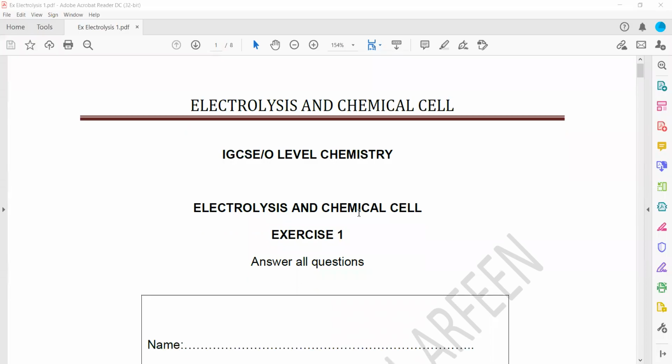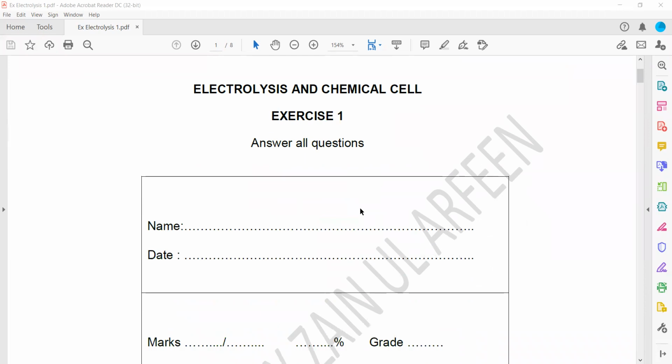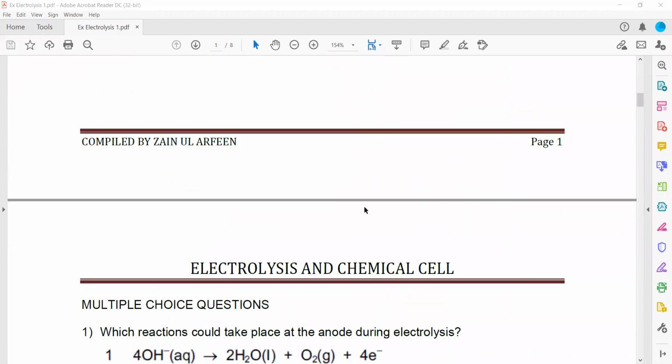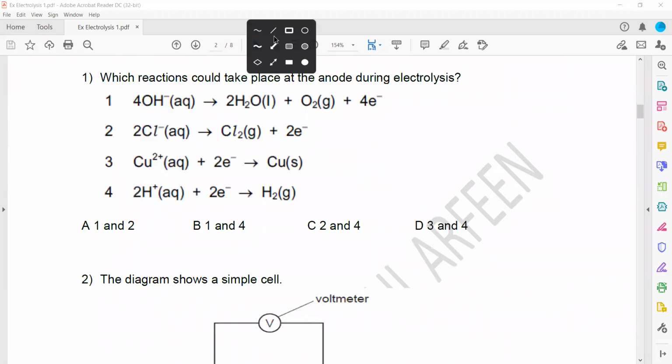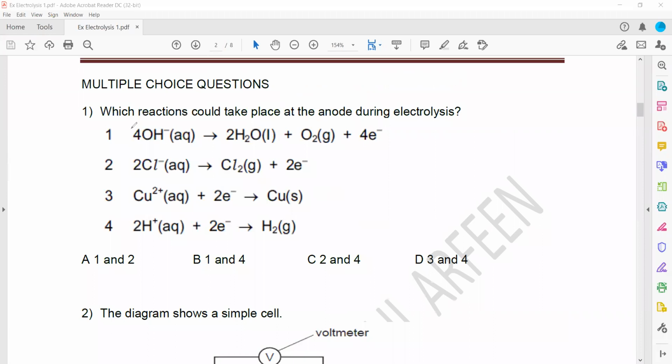So this was a weekly homework exercise related to electrolysis and chemical cell. The first one: which reaction could take place at anode? Anode means the positive terminal. So the positive terminal always attracts the negative ions, which can be hydroxide and chloride ion. So only 1 and 2 can occur at anode during electrolysis.